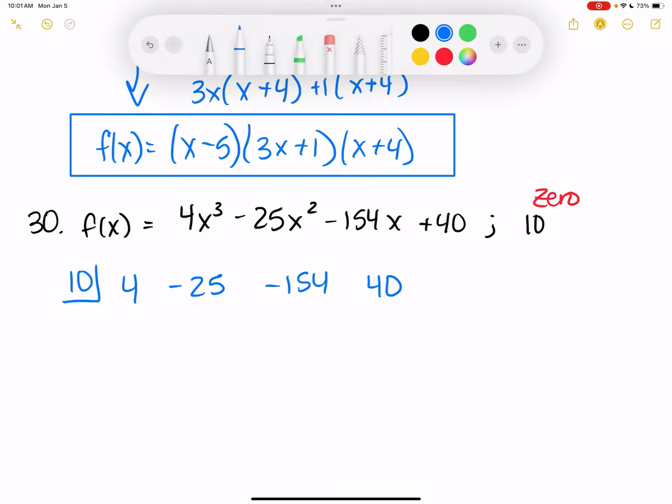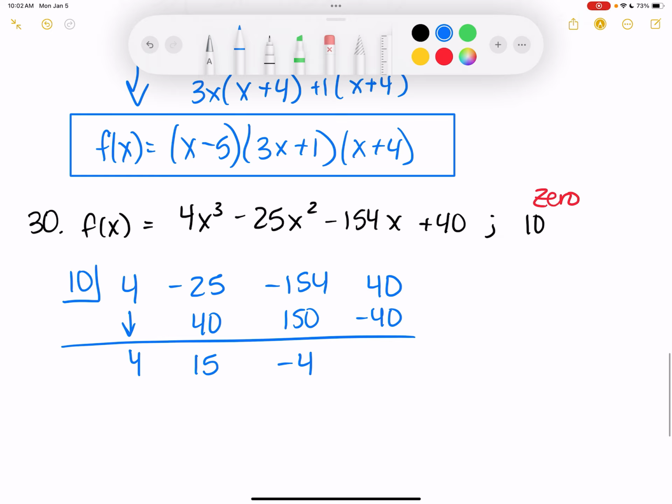Now, if they've told you it's a 0, that means it's going to give you a 0. Okay? If it's a 0 or a factor, unless they're telling you to confirm that this is a 0 or this is a factor, you know it's going to come out to be 0 at the end. So, if you don't get that, then something's wrong. So, bring down the 4, times 10 is 40, minus 25 is 15, times 10 is 150, minus 154 is negative 4, times 10 is negative 40, so that's a 0. All right, so we've confirmed that that's a 0.